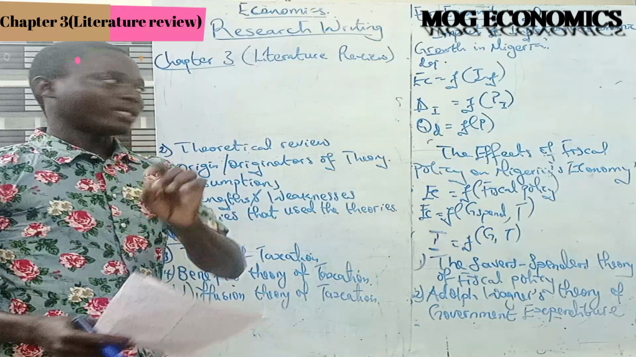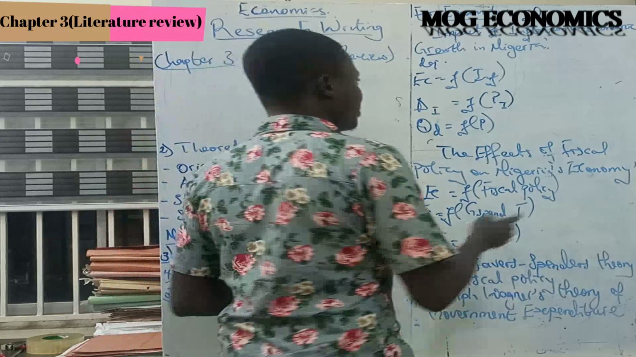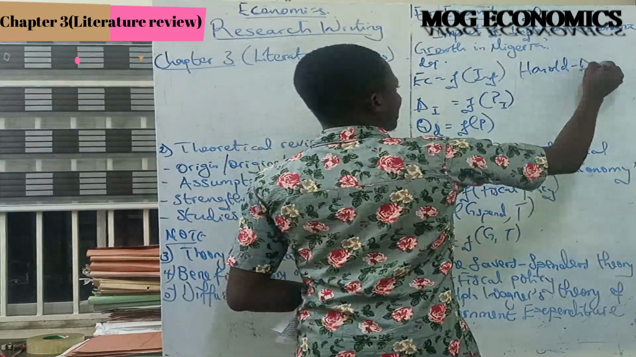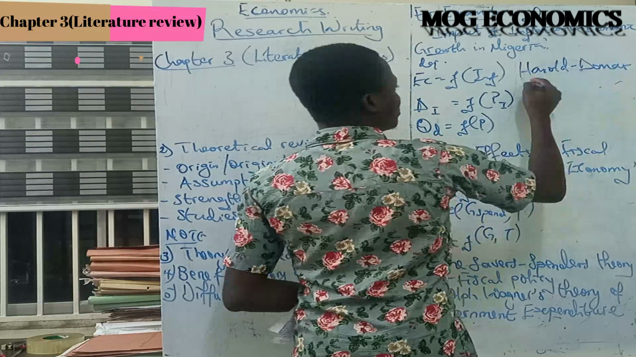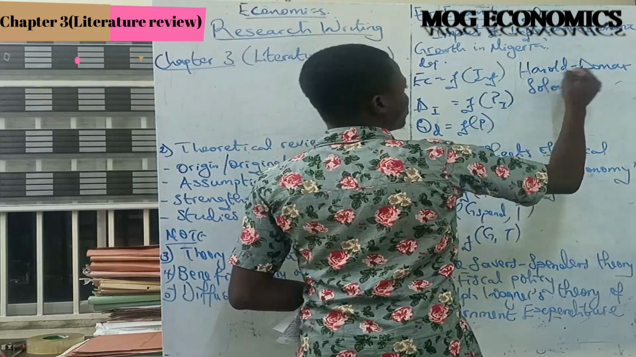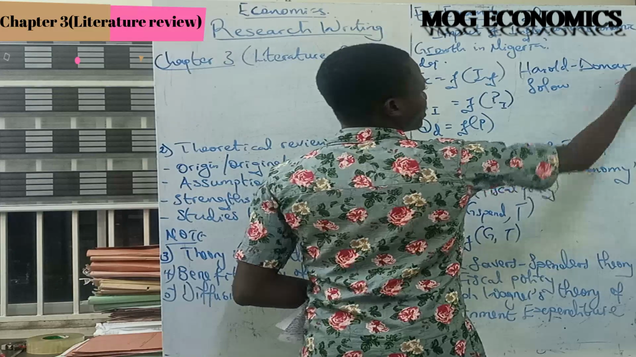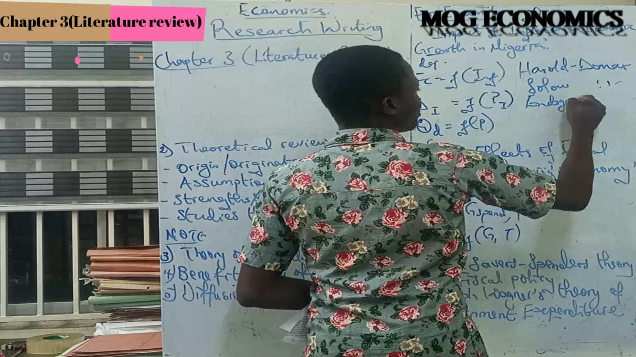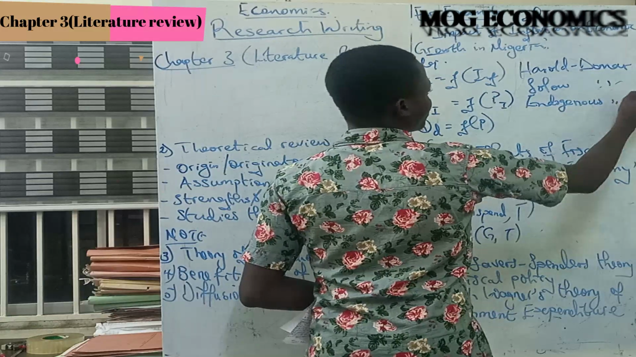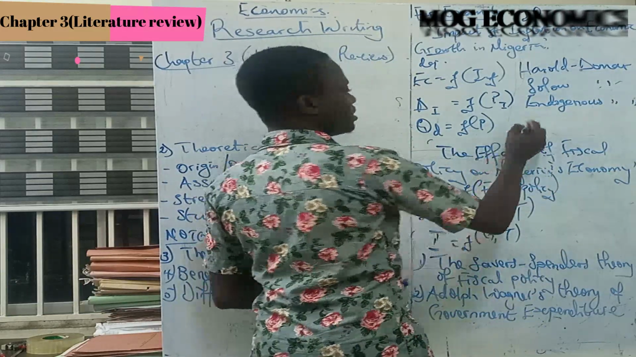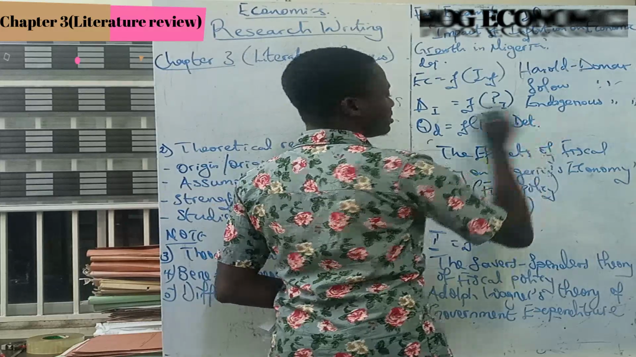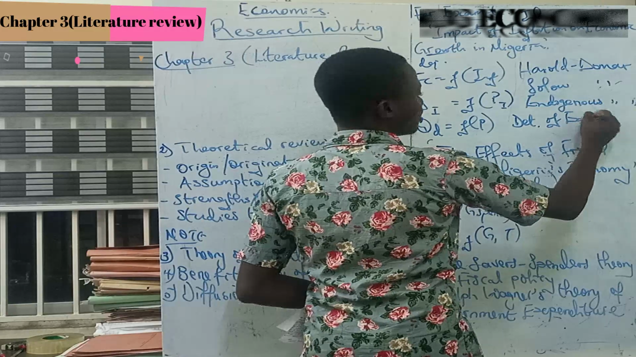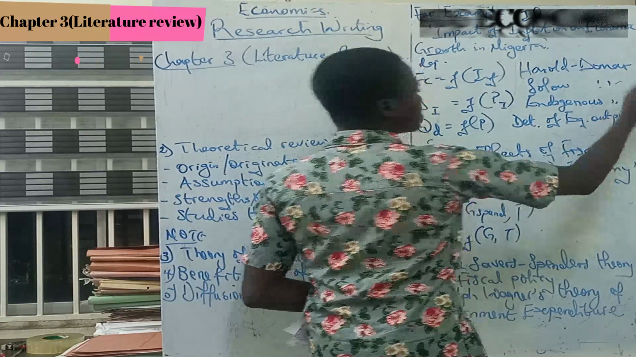Why? Now, I said here the theories this person should have reviewed. You have the Harrod-Domar growth theory, you have the Solow growth theory, you have endogenous growth theory, and there's exogenous growth theory as well. Then you have these determinants, let me just say, determinants of equilibrium output theory or model.